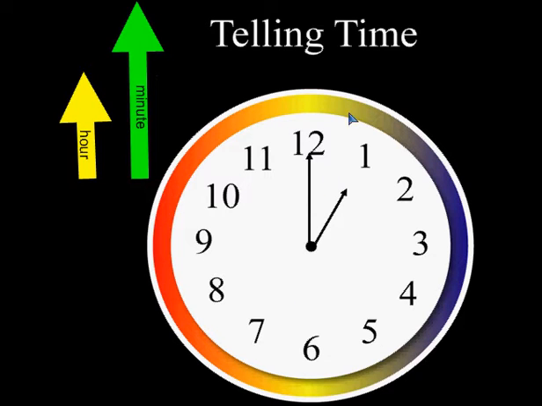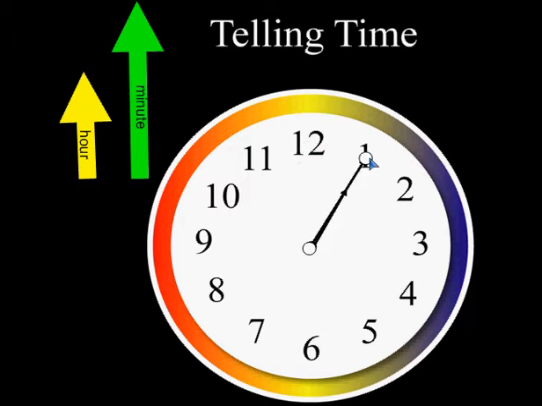You probably already know that this is equal to 1 o'clock. At 1 o'clock, the minute hand is on the 12. That's the longer hand, remember? And the shorter hand, the hour hand, is on the 1. Well, we're going to learn another way that we can say the different times on the clock.